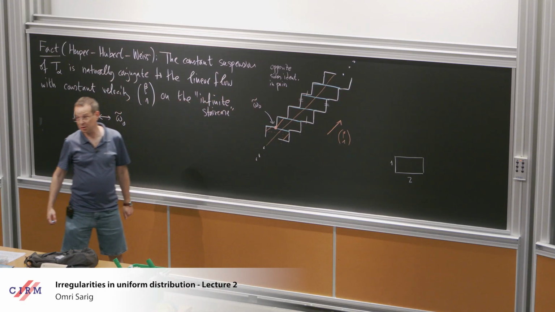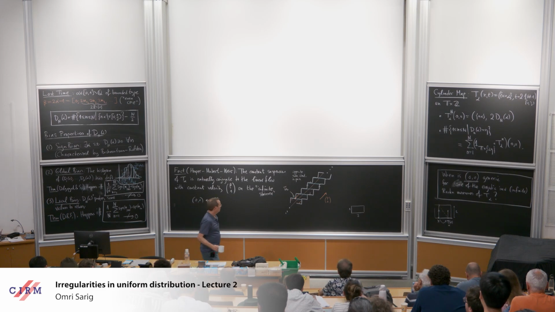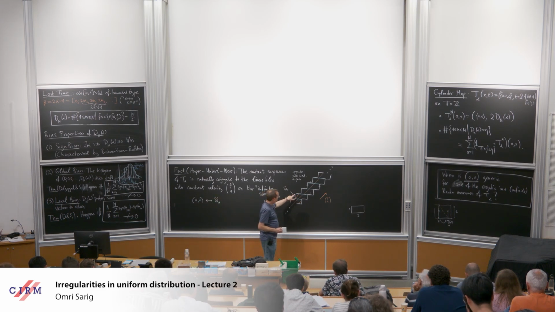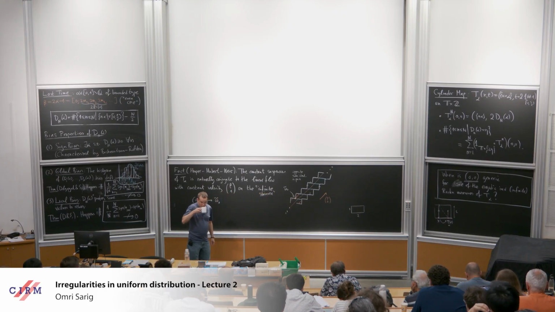It's very similar to the cylinder map, and in fact, there is a conjugacy that you can write down that realizes the Poincaré map with this Poincaré section with the cylinder map. Okay?